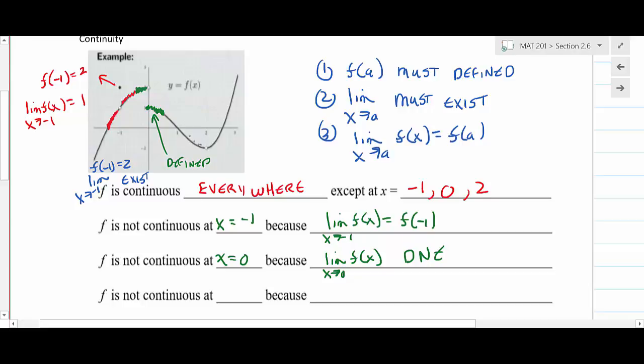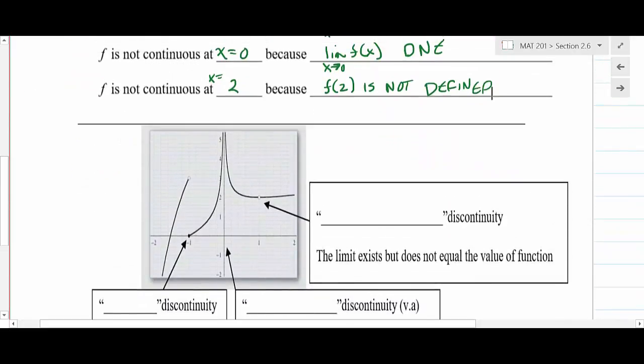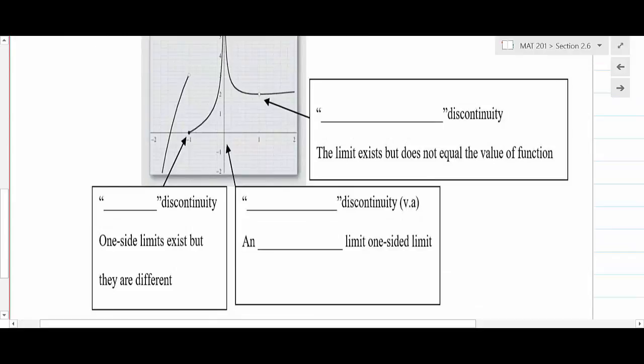And then the last place is 2. If you look at x equals 2, well, you've got this bubble here. So that means we are not defined. So what fails on that is condition number 1. You're not defined, so you would just say f of 2 is not defined. So that would be the technical reasons why that function is discontinuous at those 3 points. Okay, next one is just some definitions.